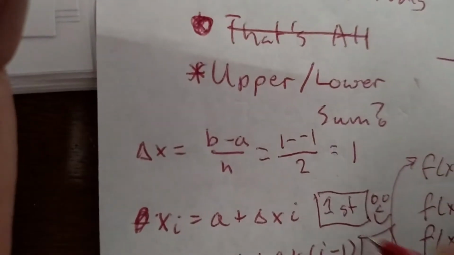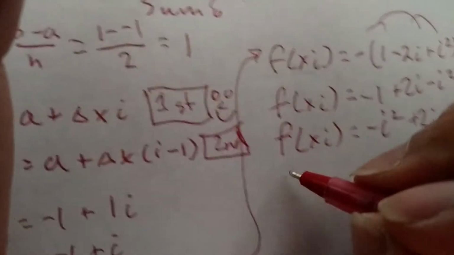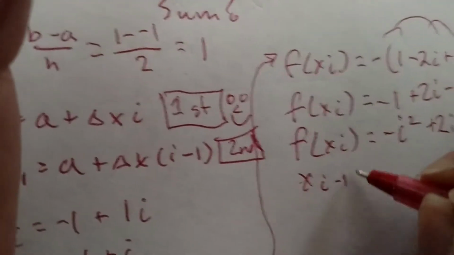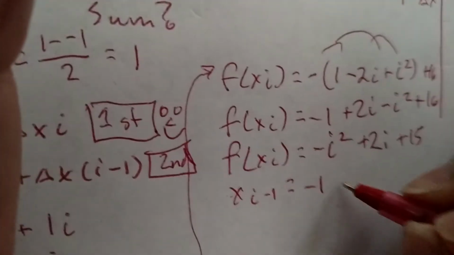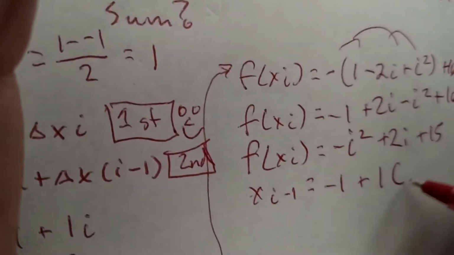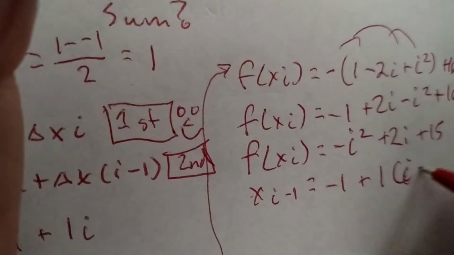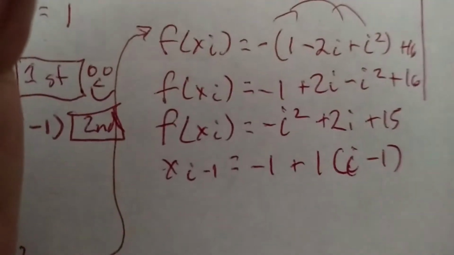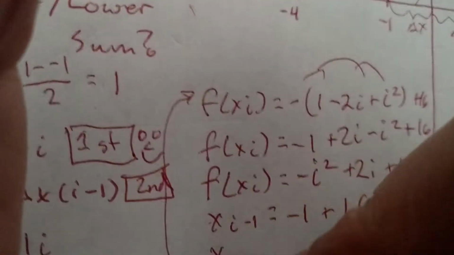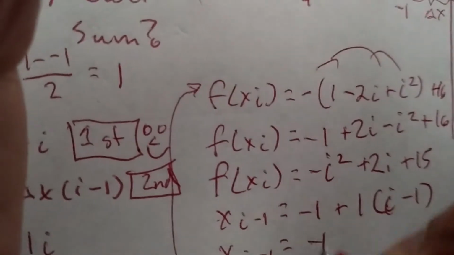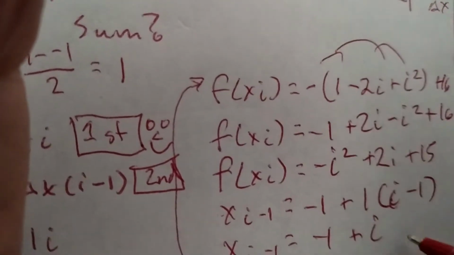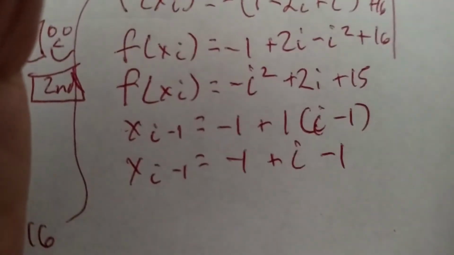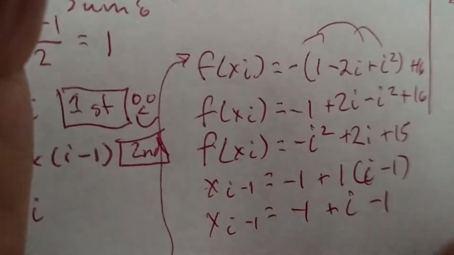All right, so we'll do this now, second. Okay, so we've got to do all that. So x of I minus 1 is equal to negative 1, which is a, plus delta x, which is 1, times parentheses I minus 1. Okay, there you go. And then simplify. I'm thinking this might become easier. I minus 1. Oh, it's not. It becomes I minus 2.